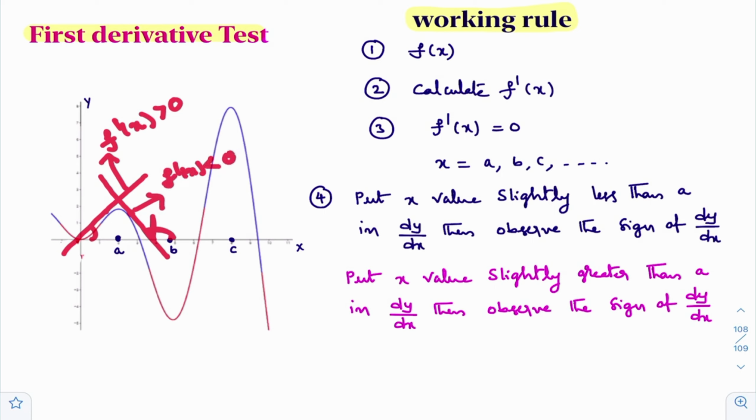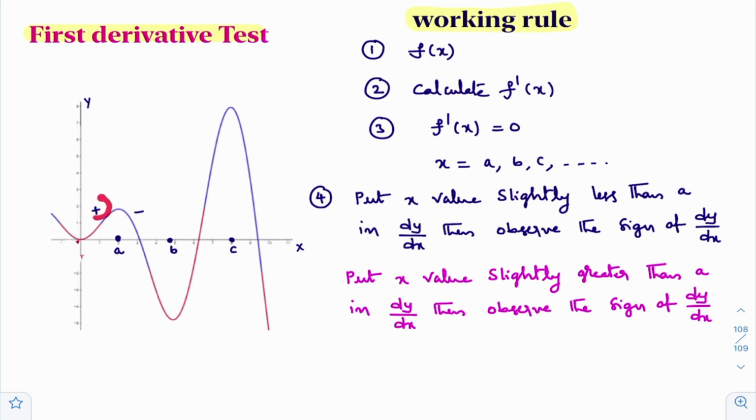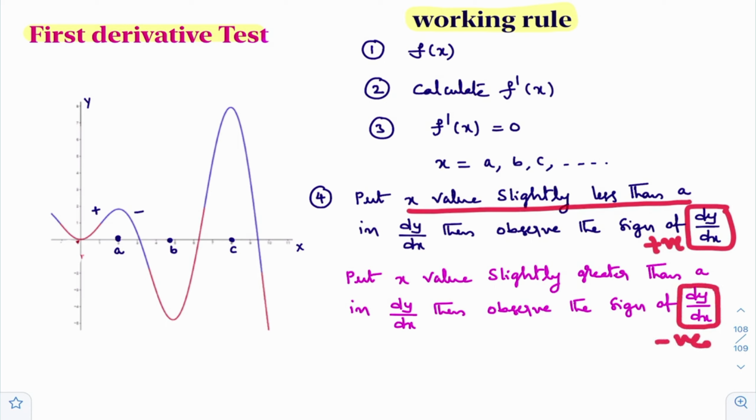Tan theta is negative. So what you identified: dy by dx changes its sign from positive to negative when it attains maximum value. I hope you are understanding this. You observe dy by dx changes its sign from positive to negative when the function attains maximum value. When you substitute x value which is slightly less than A, you observe the sign of dy by dx. Suppose dy by dx is positive, and when we substitute x value slightly greater than A, dy by dx is negative. What happened? Dy by dx changes from positive to negative.